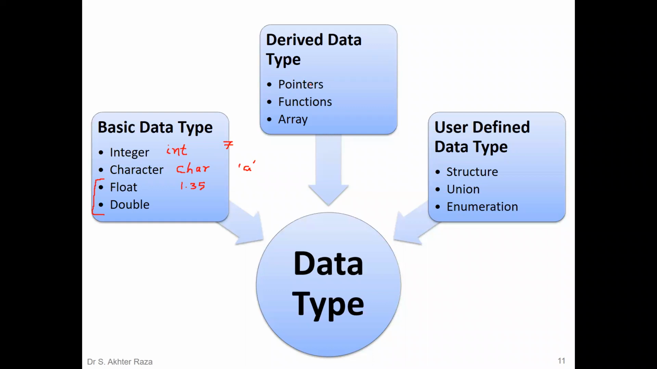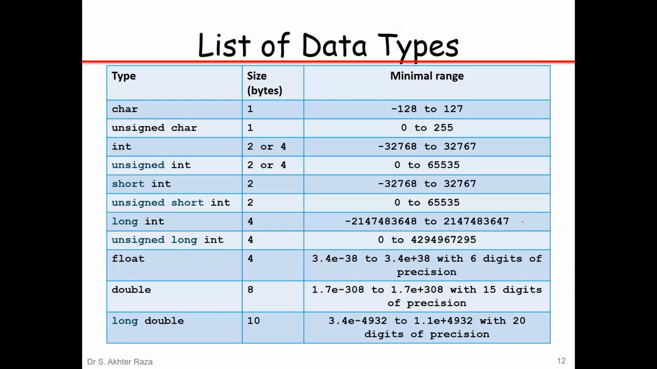Now these are the derived data types. Suppose strings. What are strings? A string is a sequence of characters. So from characters we can make strings, and that can be our derived data type. I am not describing the derived data types right now in this lecture. And in user-defined data types, I can declare the record of a customer, the record of a bank account holder, and the enumerated data type and union data type. These data types will be described later on in this course.